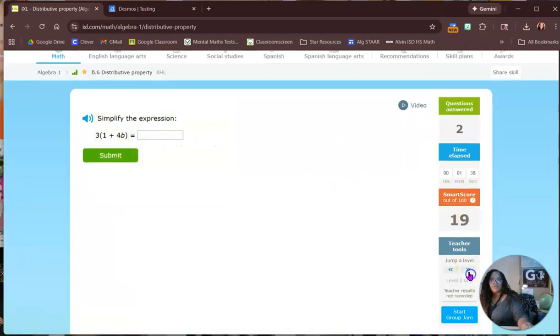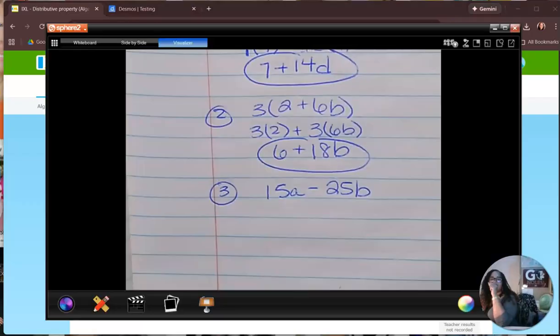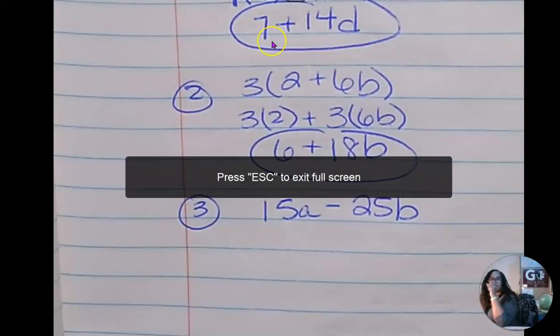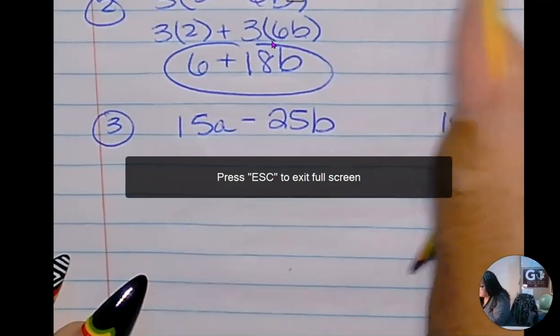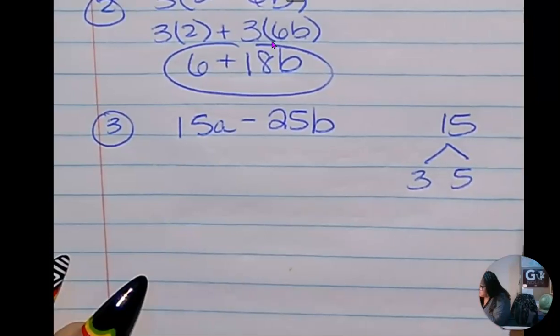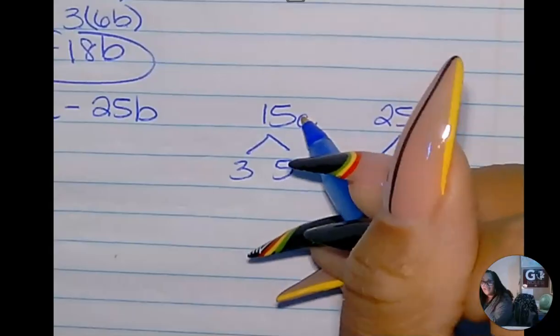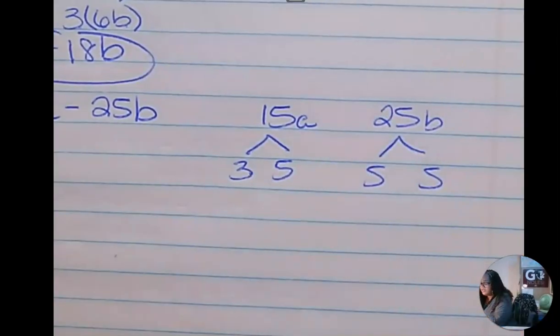If I jump up a level, this is going to ask me to factor, so it wants me to undo the distribution. So I've got to take my two terms. I've got 15a minus 25b. This is where I find out what they have in common. 15 and 25, so make a little factor tree over here. I've got 3 times 5, and then I've got 5 times 5. They both have a 5, so put an a here and a b here. And I would put the a with the term that they don't have in common. So they both have a 5.